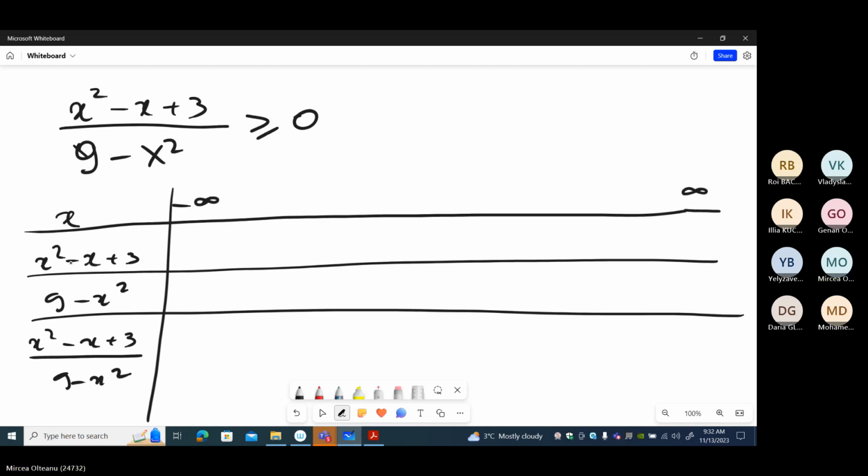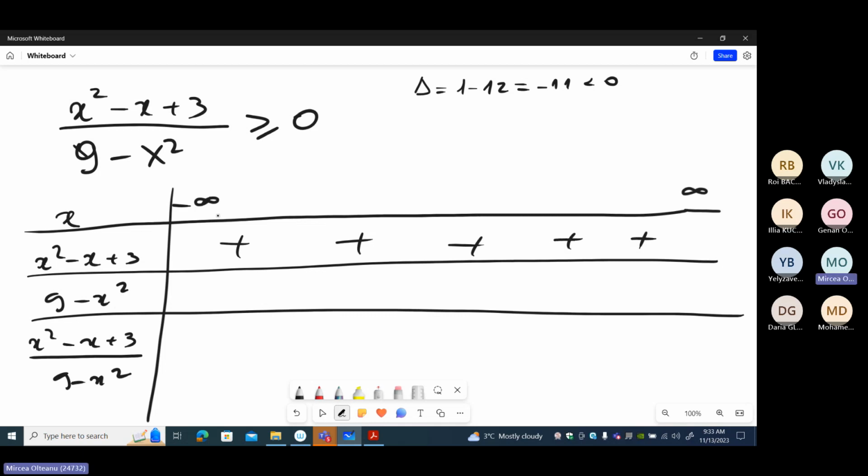Now, first of all, we need to see the sign of x squared minus x plus 3. We know the theory. We first compute delta, which is 1 minus 12, which is negative 11. So we are in the first case, and there it is written that in this case we always have the sign of a. It's 1 in our case, so here it's plus.